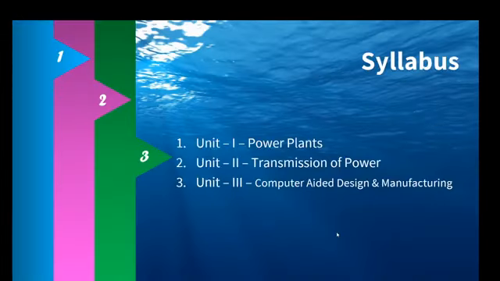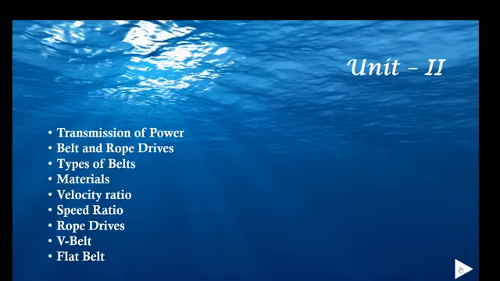And in the second unit, transmission of power, we are going to study the different types of belt drives, rope drives, and different types of materials used for belt drives and chain drives, and calculations of velocity ratio and speed ratio for the belt and rope drives. There are different classifications of rope drives also that we are going to study in this unit.